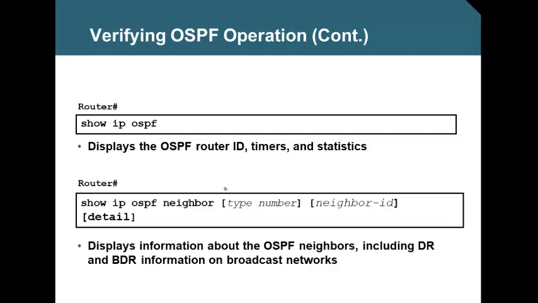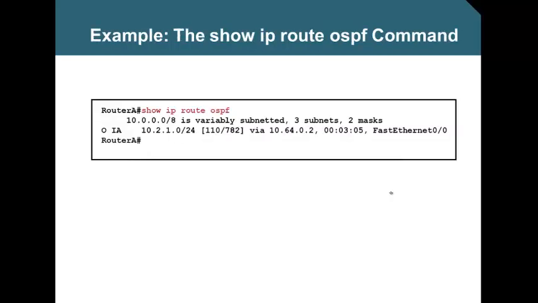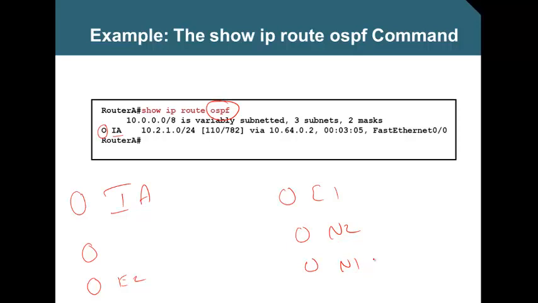Now, when you type show ip route, it shows the complete routing table. And if you wish to see only the OSPF routes, then you say show ip route ospf. O means OSPF, IA means coming from another area, inter-area. O, O IA, O E2, O E1, O N2, O N1. These are all the different IDs in the routing table for the routes learned through OSPF.